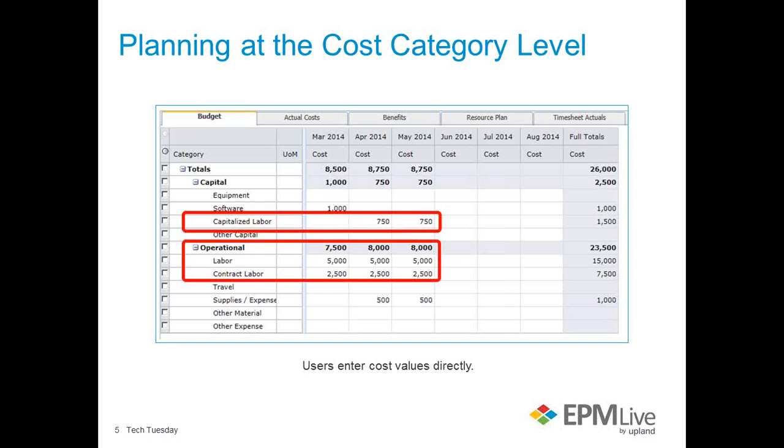So in this example, we can see how a project manager entered the budget amount of a project, here for example, close to $25,000, and it's spread over capitalized labor and operational labor.